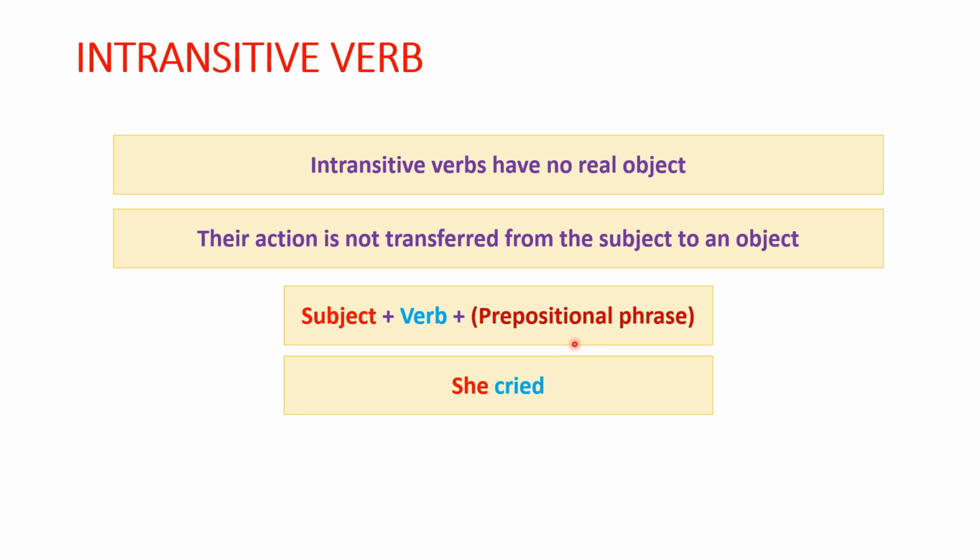She cried. And she cried at home. Here, she is the subject and cried is the verb. And at home is the prepositional phrase. It is not an object because home is not receiving the action, which is crying. So this is not a valid object and this is a prepositional phrase. So this is an example of intransitive sentence.